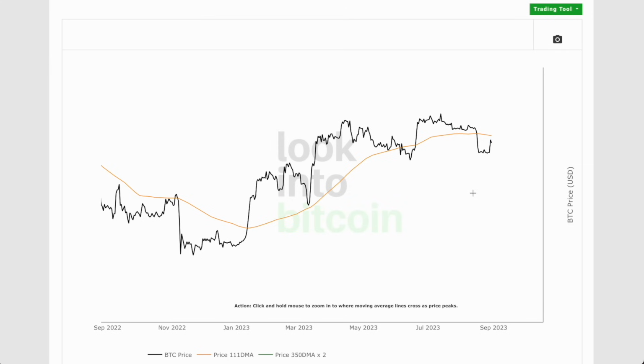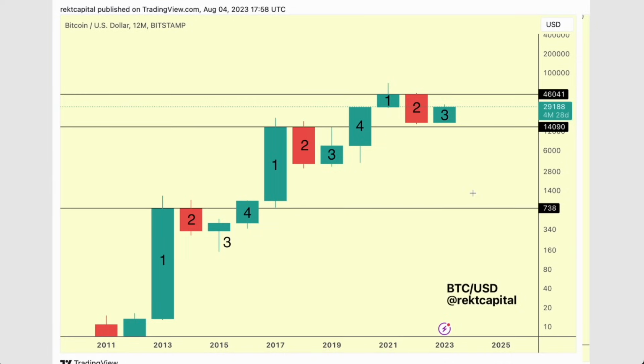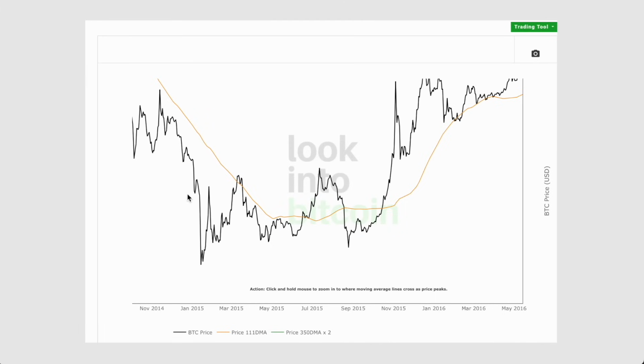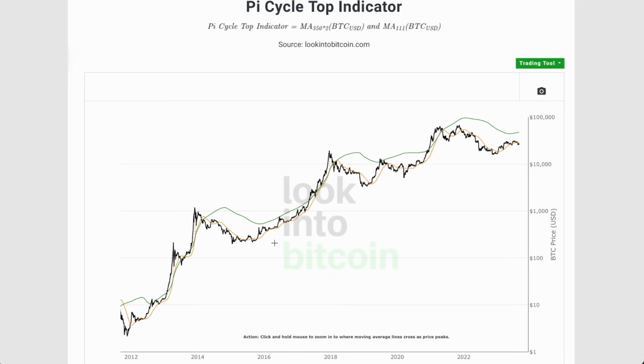But historically, whenever you think about the past, what we've seen in the past is that anything below the Pi Cycle moving average in a candle 3 in the 4-year cycle, that's essentially outsized buy-side opportunity. It's outsized buy-side opportunity whenever we're below this orange Pi Cycle Top moving average.